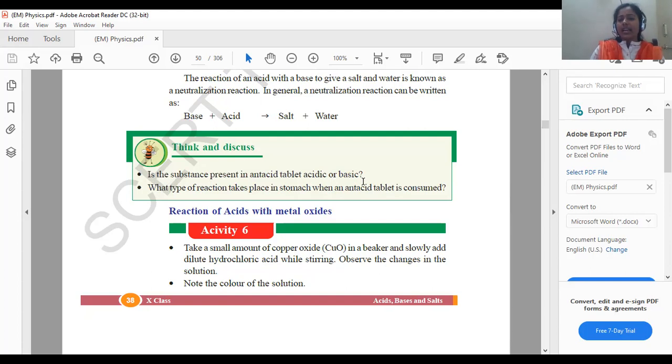What is antacid? Antacid is the tablet which is used to improve our digestion process. Whenever our digestion becomes difficult and anybody is suffering from an indigestion problem, we have to consume antacid. So in that case, what happens? It will neutralize the acid present in the stomach.